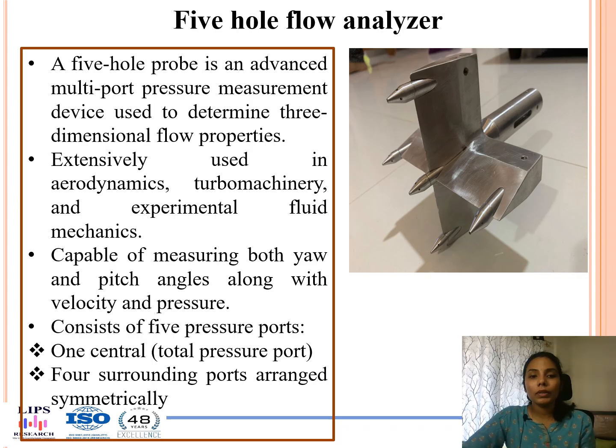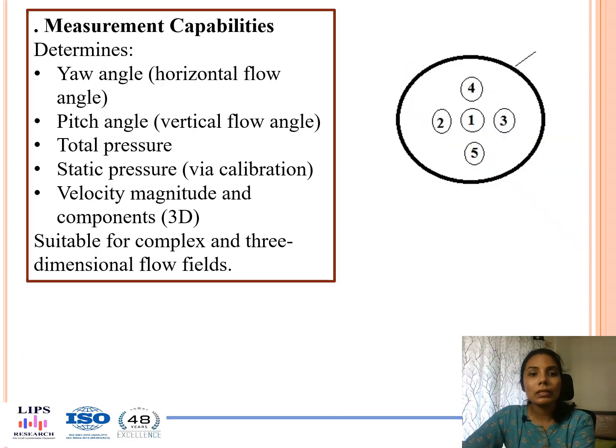Now, coming to the construction part, it has 5 holes. Each probe has 5 holes, one at the center and the remaining 4 on the circumference of the probe. So this is how it looks: one at the center and the remaining 4 holes equally spaced at the circumference.